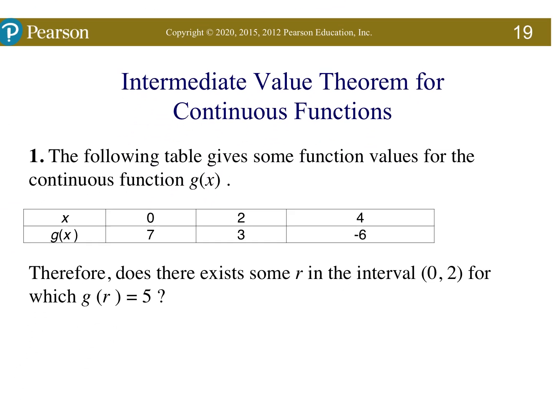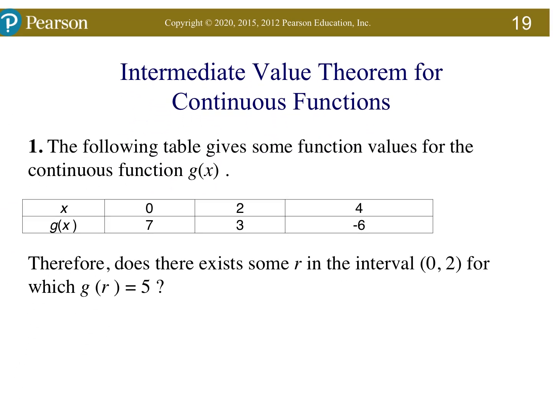All right, here's what a question might look like. Here's a table with some points, and notice that it says the key words. It says function values and it says continuous. So we've got the ding, ding, ding words there. Great. Now the question: does there exist an r somewhere between 0 and 2, that's my interval, where the function would equal 5? In other words, it's asking you, can you avoid 5? Is it possible to avoid 5 in this question?